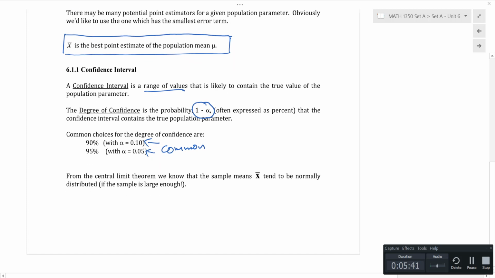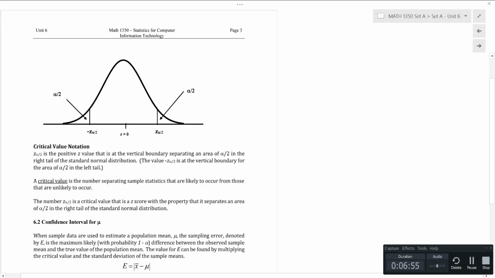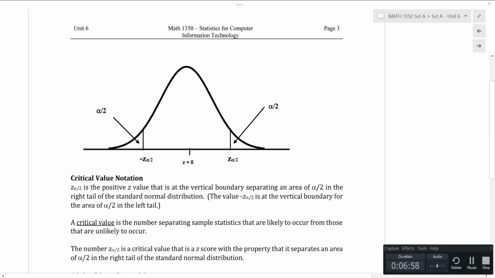Now, if we think back to the central limit theorem, we know that as long as our sample is large enough, the sample means tend to be normally distributed. So in that case, the sample means have a normal distribution. This is good. This allows us to use our knowledge of the normal curve itself, shown here.